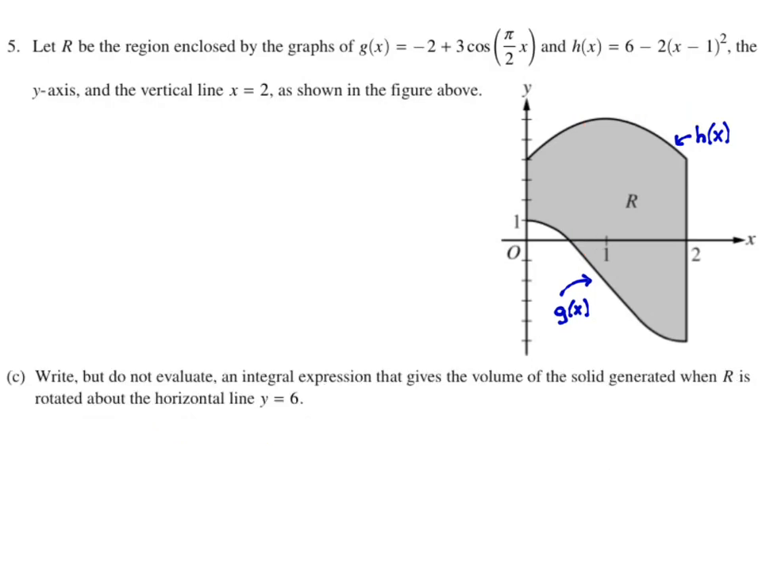All right, for part C, it says write, but do not evaluate an integral expression that gives the volume of the solid when R is rotated about the horizontal line y equals 6.